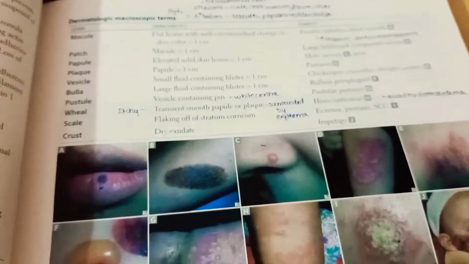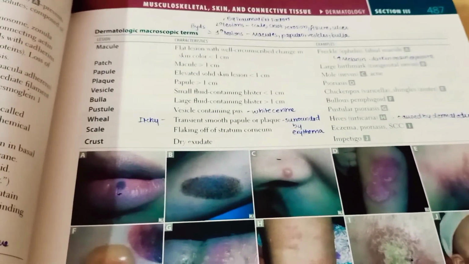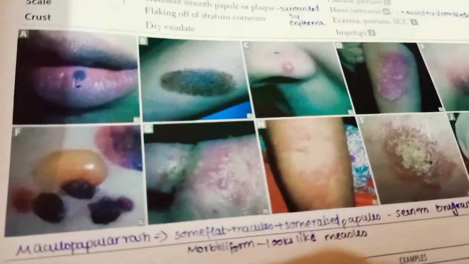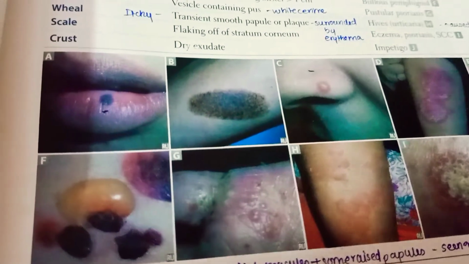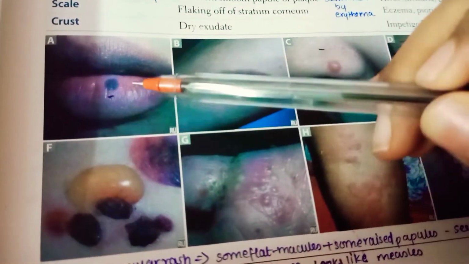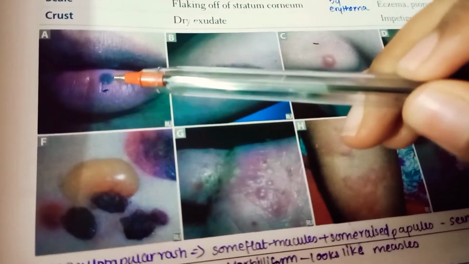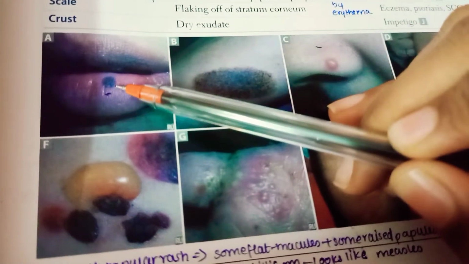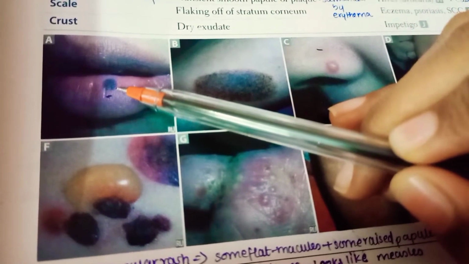Now let us discuss the dermatological macroscopic terms. For this we need to see the diagram along with it, and we'll understand. The first one I'm going to discuss is the macule. You can see here, this is a macule. It is a flat lesion with a well circumscribed change in skin color. You can see this black color. It is less than 1 centimeter.